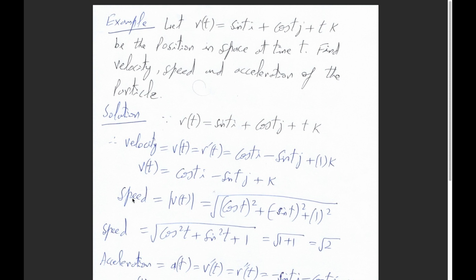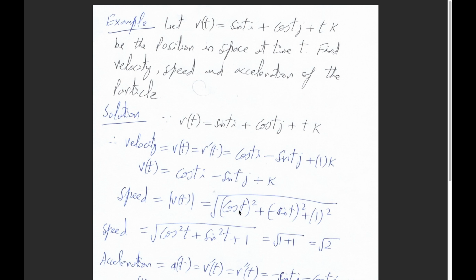Now if you want to find speed, speed will be the magnitude of the velocity vector. The formula was to take the square of cosine t, so cosine t square, plus the square of the second component, minus sine t, so minus sine t square, plus the square of the third component, which is 1 square. Because if you remember the formula, it was f of t whole square plus g of t whole square plus h of t whole square, and then whole square root. So first we find the velocity and then we find the speed. How are we finding speed? We take the square of this plus the square of this plus the square of this.